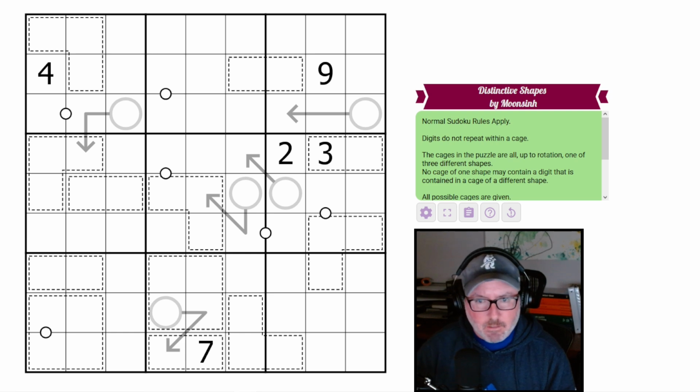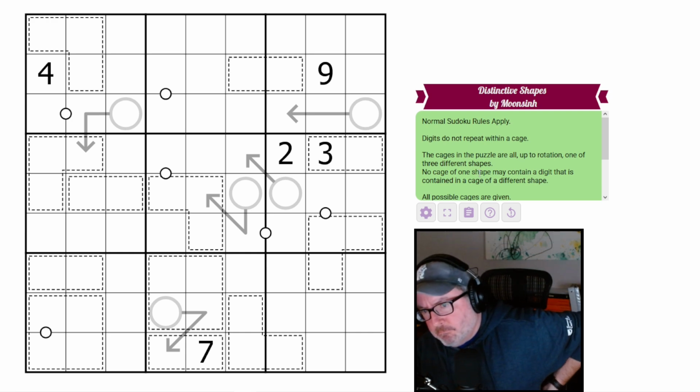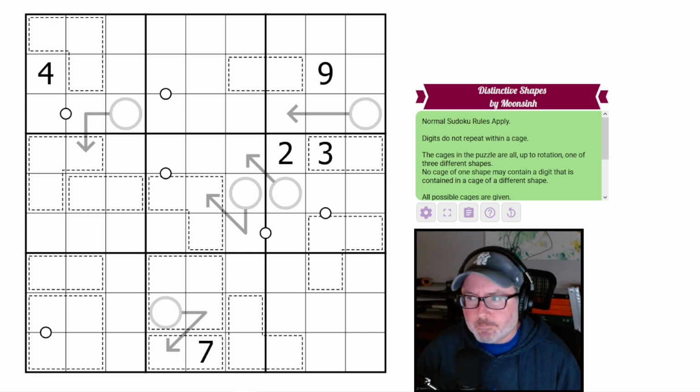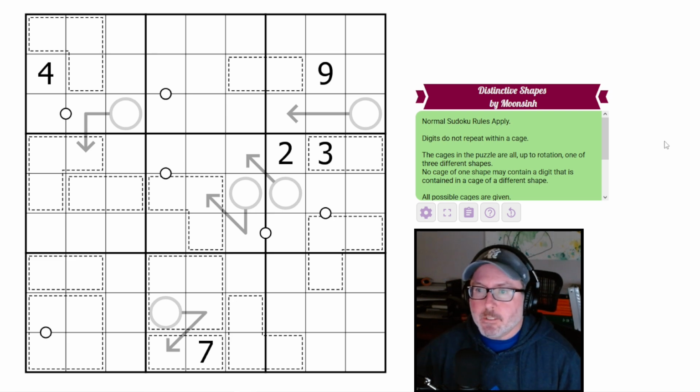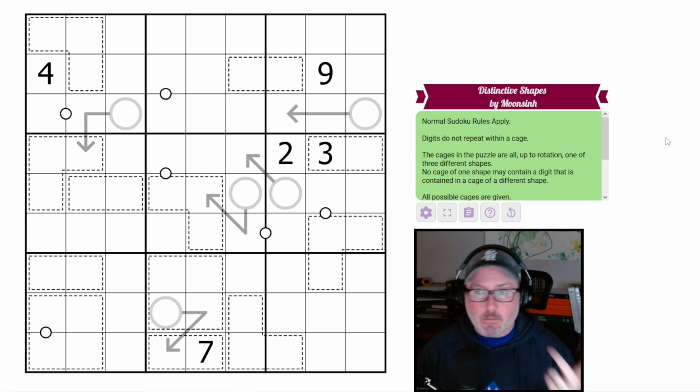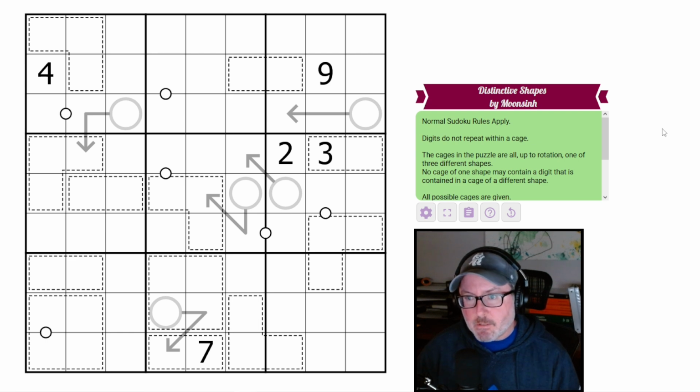Today we have a fun looking puzzle here, an interesting rule set. I don't know if I've ever done a puzzle with this specific rule set, but I've done a lot of puzzles up to this point, so I can be forgetful at times. But anyway, it seemed like a really interesting puzzle, and it's by a setter that I've not done a puzzle from before, so hopefully this will be a good one, and let's just dive into it and see what we've got going on. So it's called Distinctive Shapes by Moonsinh. Hopefully I said that correctly.